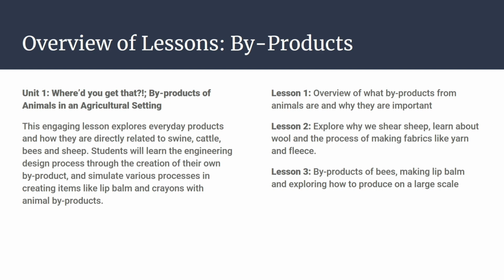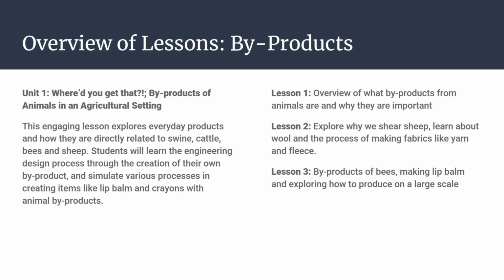The first mini unit is byproducts. In these lessons, we explore everyday products and how they directly relate to swine, cattle, beef, and sheep. Students will learn the engineering design process through the creation of their own byproducts and simulate various processes in creating items like lip balm and crayons with animal byproducts.